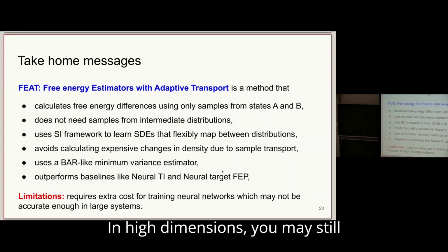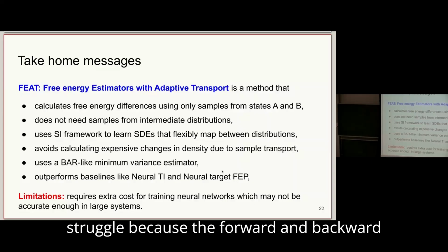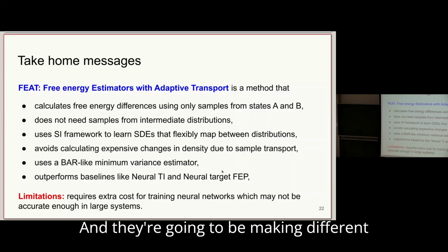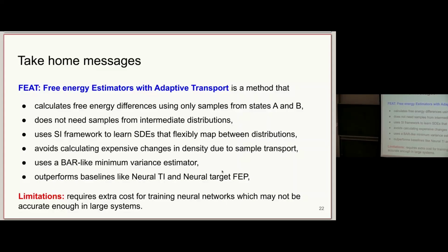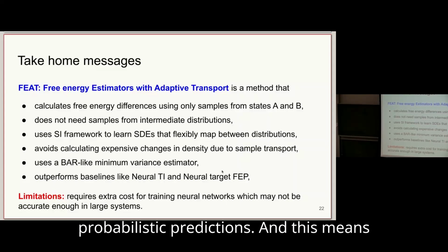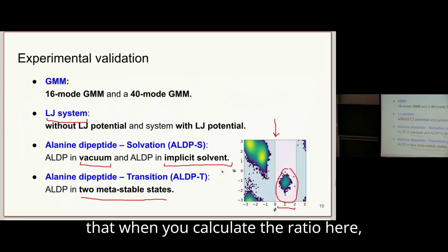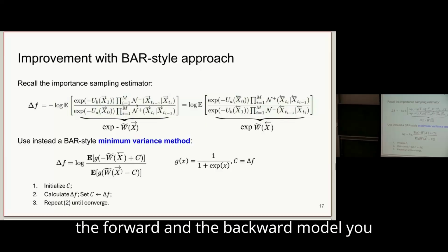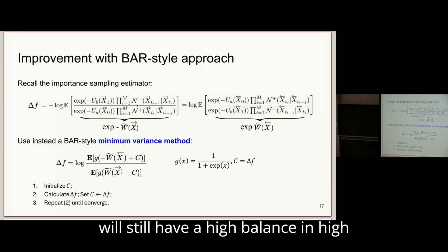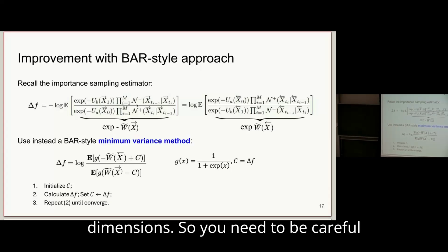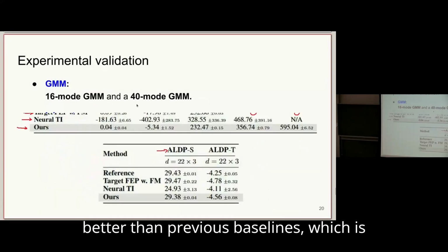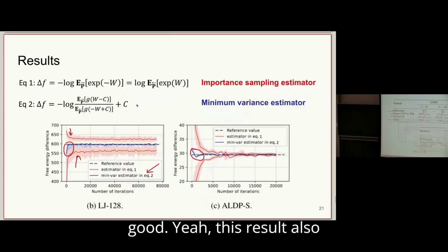In high dimensions, you may still struggle, because the forward and backward SDE models are not going to be perfect, and they're going to be making different probabilistic predictions, and this means that when you calculate this density ratio between the forward and the backward model, you will still have a high variance in high dimensions. So you need to be careful with that. But we are still better than previous baselines, which is good.